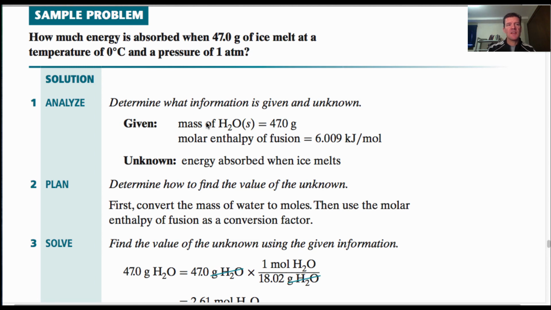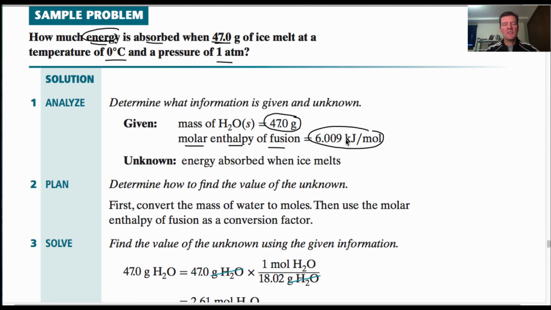All right, let's go through a sample problem here. It says, how much energy is absorbed when 47 grams of ice melt at a temperature of 0 degrees and a pressure of 1 atmosphere? So how much energy is absorbed? You're going to be given some values to help you with this. You're given the mass of water, and you're going to be given the molar enthalpy of fusion.